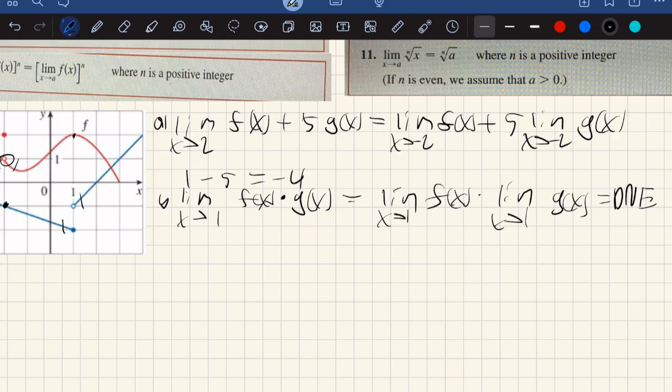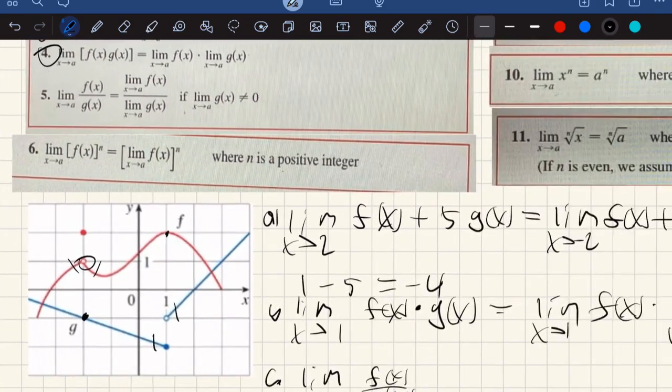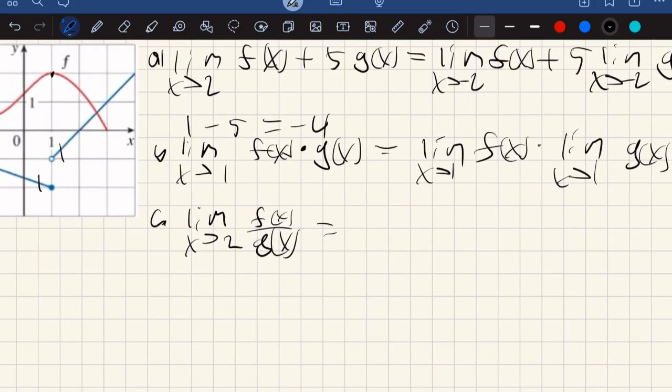One last problem: the limit as x approaches 2 of f of x divided by g of x. Now using law 5, which is our division law, we have the limit as x approaches 2 of f of x over the limit as x approaches 2 of g of x.